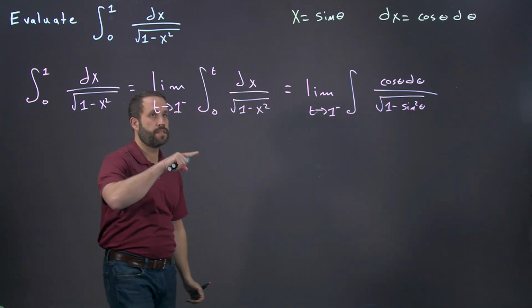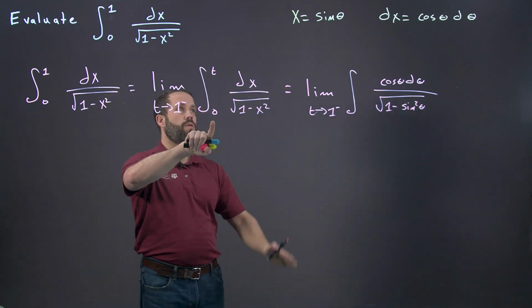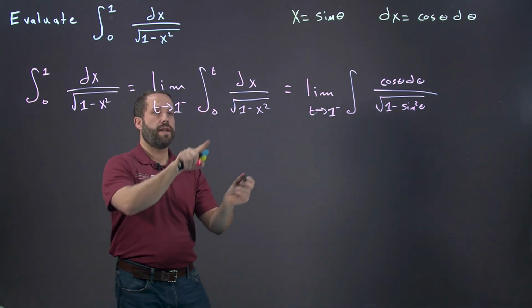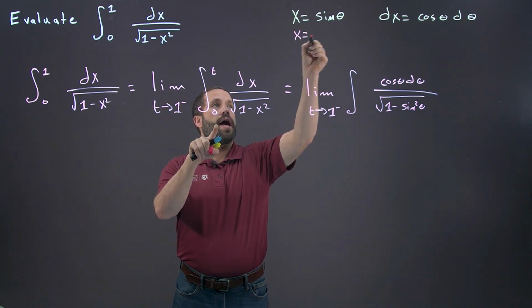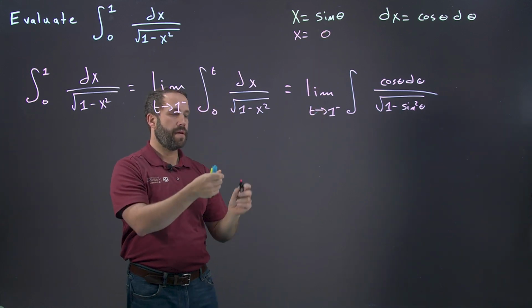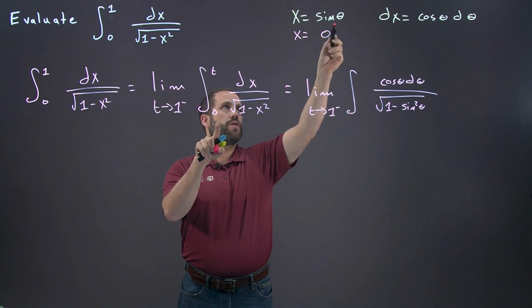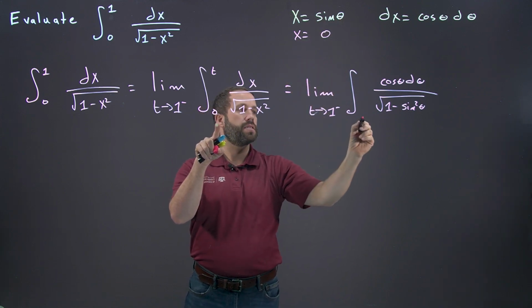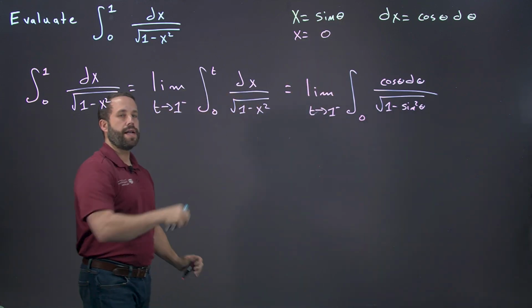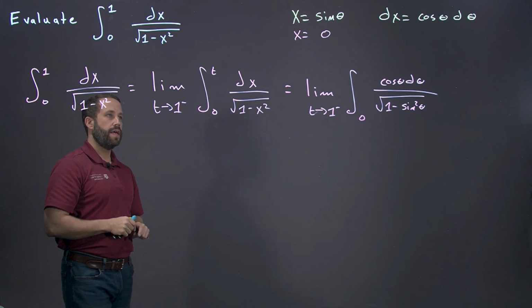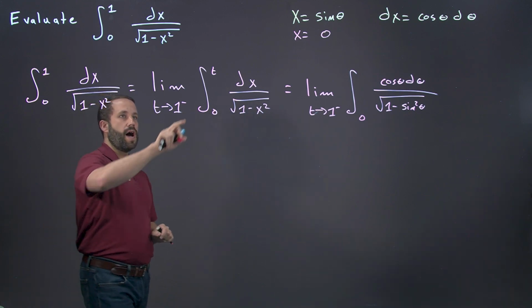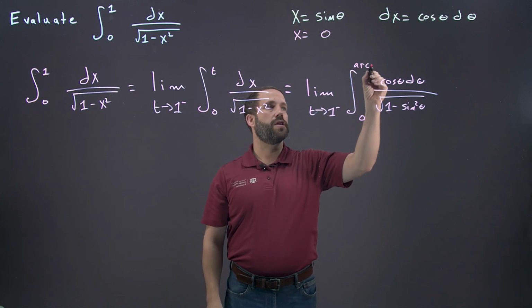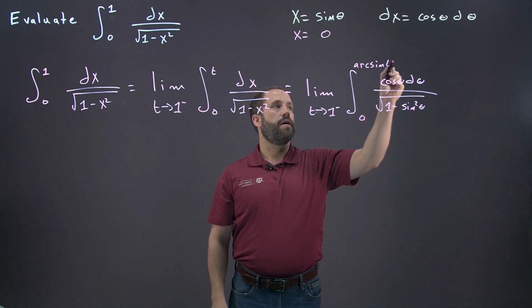Okay, so the bounds on the integral, well, x equals sine of theta. So if x is equal to 0, that means the lower limit here is still going to be equal to 0, because I need to solve sine of theta equals 0, and that's going to be 0. Now, the upper limit here is going to be a little more challenging. All I can really say is this is going to be arc sine of t.